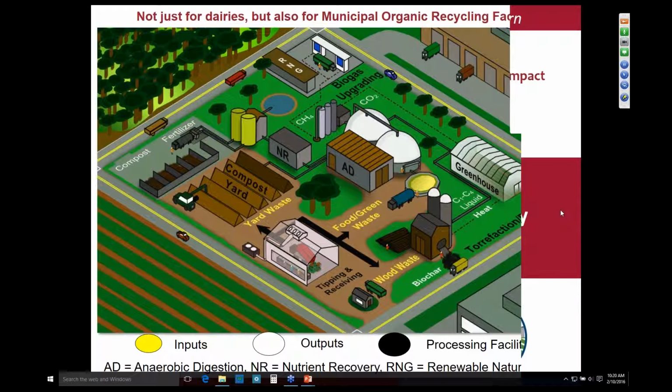So this concept of a dairy biorefinery is not just limited to dairy, but it can be used in many other livestock operations, as well as the potential to use it in municipal recycling facilities. So now I will turn the presentation over to Tim.